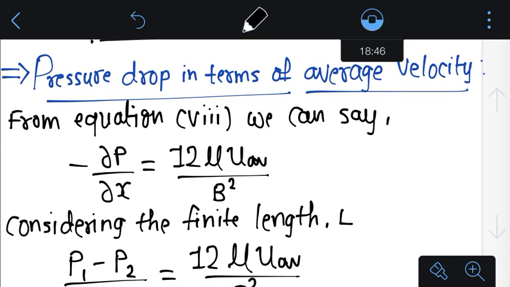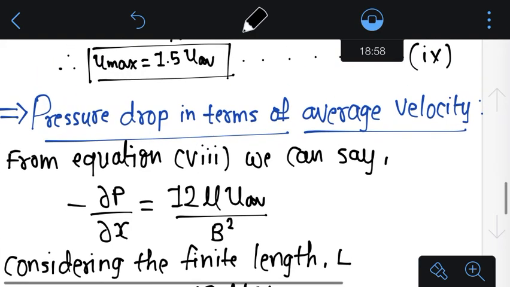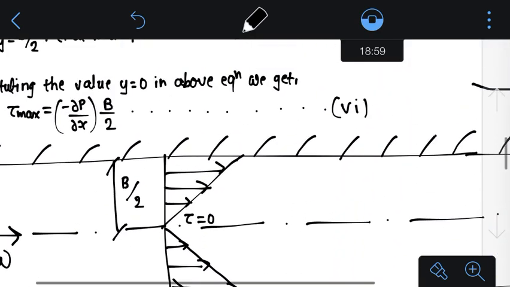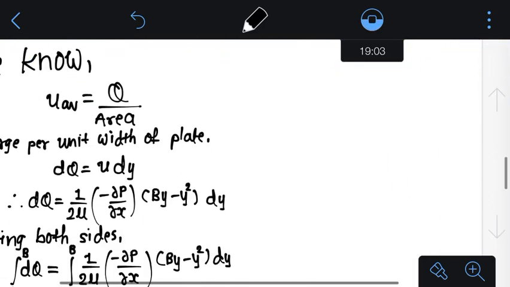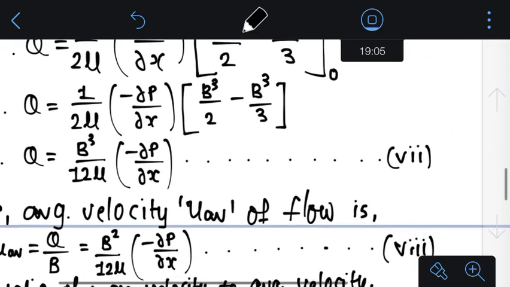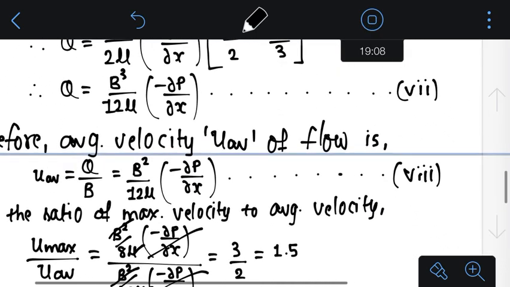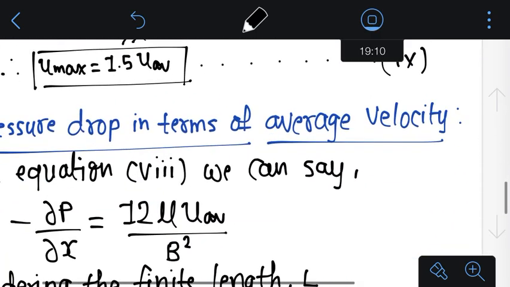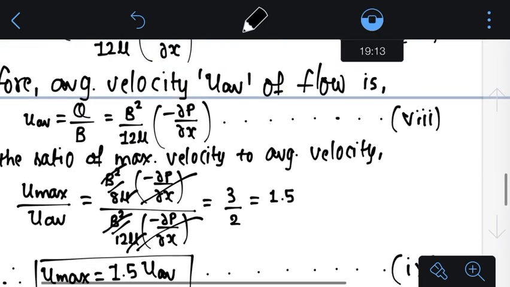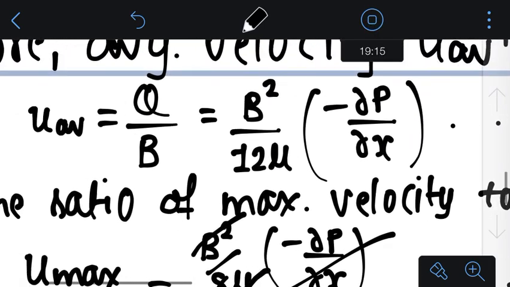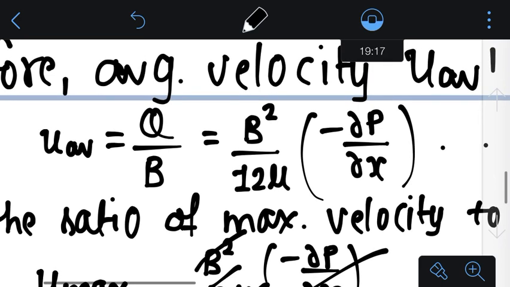So what we can do is use the equation we have derived, that is minus curly p upon curly x. But this is not the exact equation, so let me show it. From equation number 7, your equation number 7 is here, right? This is the equation. If you see here, your u average is equal to b square upon 12 mu into minus curly p upon curly x.